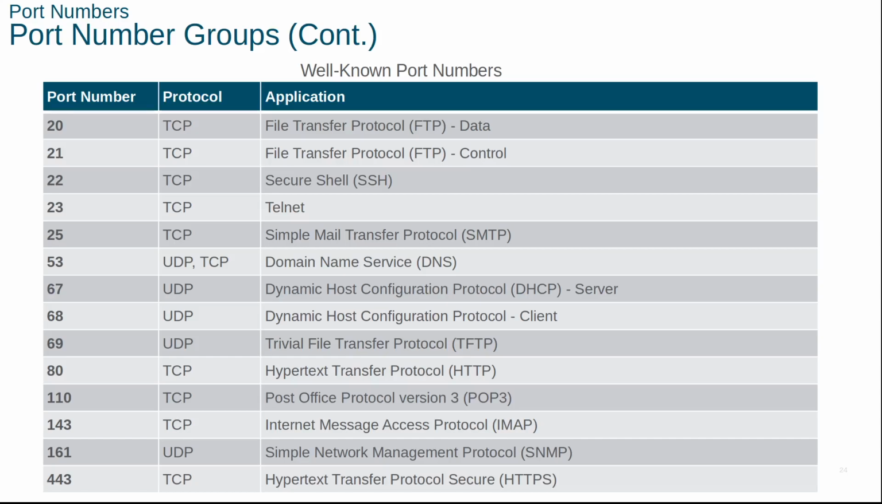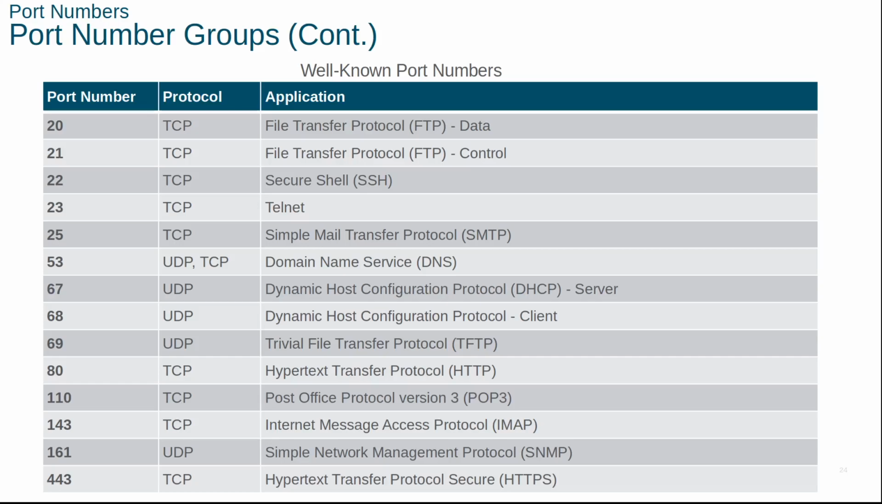POP3 and IMAP, those are both for email, Post Office Protocol version 3 and Internet Message Access Protocol respectively. POP3 uses port 110, IMAP uses 143. These are for remotely accessing email.